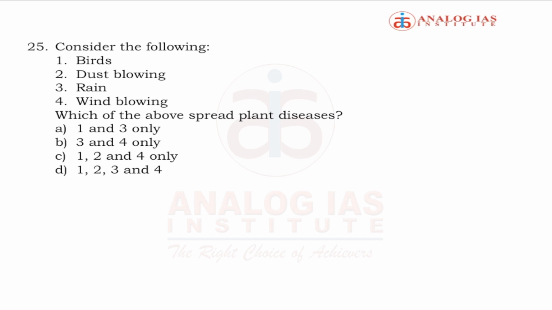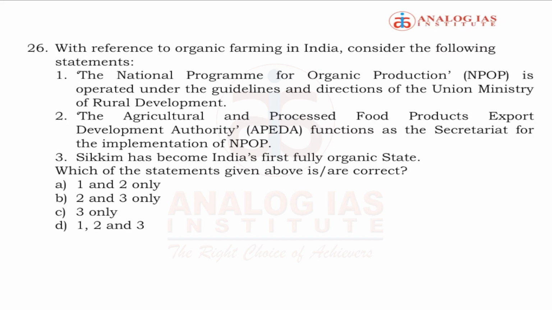The vector is a disease transmitting agent or pathogen transmitting agent. The agent can be an insect, a bird, an animal including a human being, or the pathogen can just be carried from one plant to another plant through wind, through dust, through water. So all these agents, birds, dust, rain, wind, can carry the disease causing agent from one plant to another plant, causing the spread of plant diseases. So all the statements are appropriate. 1, 2, 3, 4 all are appropriate. So option D is appropriate. We are moving on to the next question, question number 26.